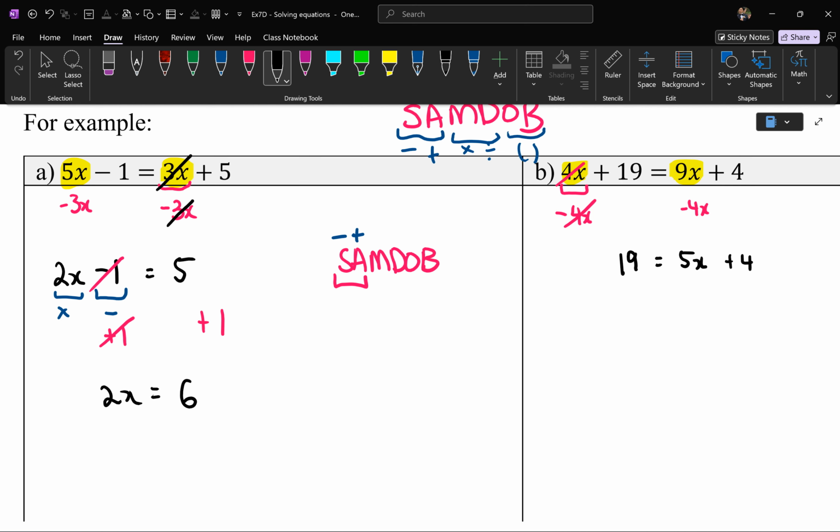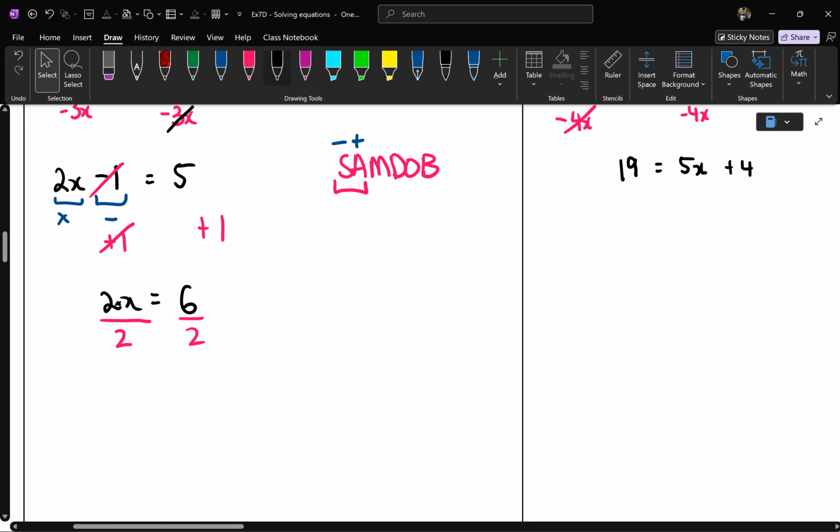And remember, that actually means they're times. That's 2 times x. So the opposite of times, divide. But since I'm doing x times 2, then the opposite of that is divide by 2. Very good. So again, let's check your understanding. What's 2 divided by 2?